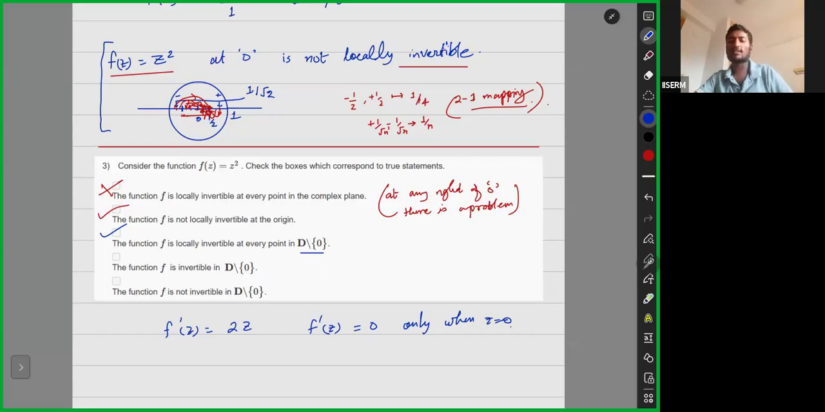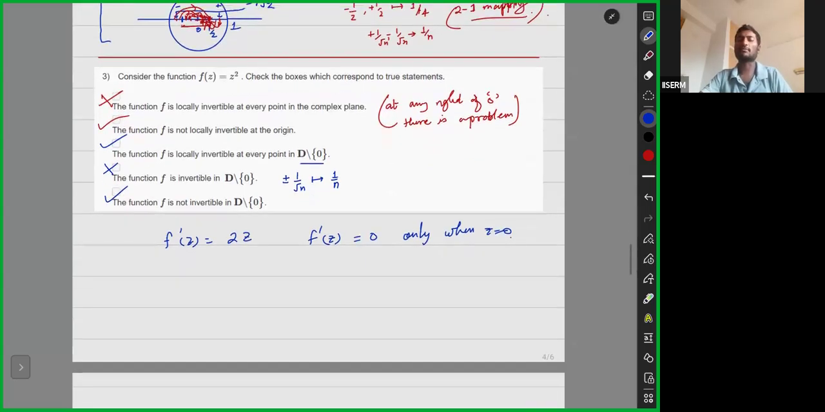So inside the disk, what is happening? Minus 1 by 2 and plus 1 by 2, they are going to 1 by 4. So this is not 1, 1. So once it is not 1, 1, it is not invertible. Invertible means it has to be 1, 1 and onto. So this is incorrect. Once it is incorrect, so this is correct. Function f is not invertible in C minus 0.